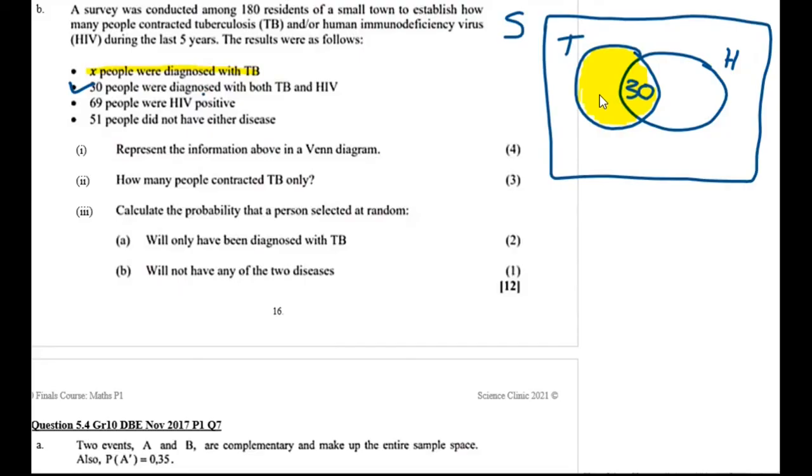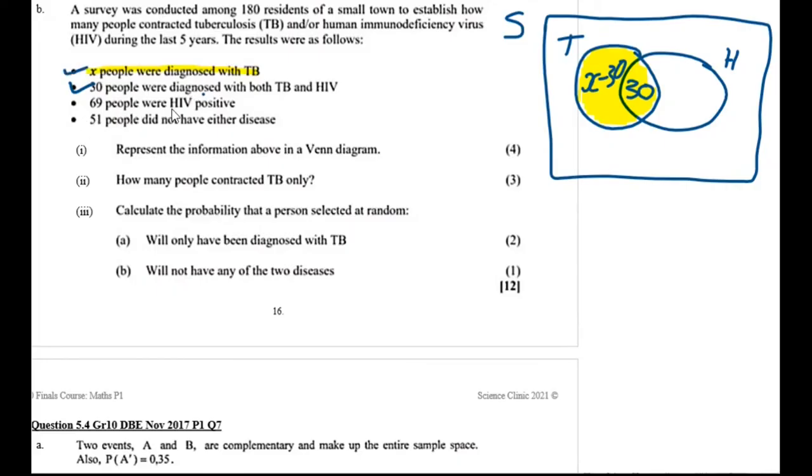Okay, so all of you had the right idea. Apologies, you wrote it the right way. It would be X minus 30. Remember, your entire circle was X, and I'm going to take out the 30 people that also were diagnosed with HIV. So it's X minus 30. Thank you very much. So is TB only X minus 30? Yes, absolutely. Great. So now I'm going to tick that piece of information off. I've done the first two pieces of information.